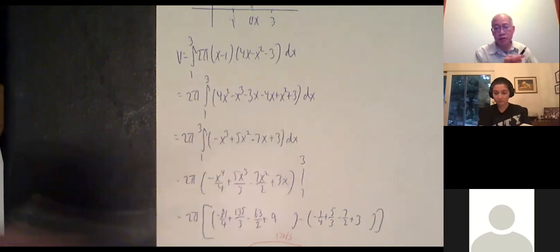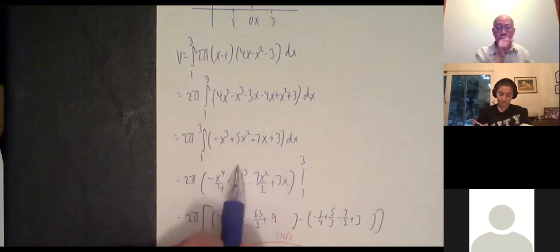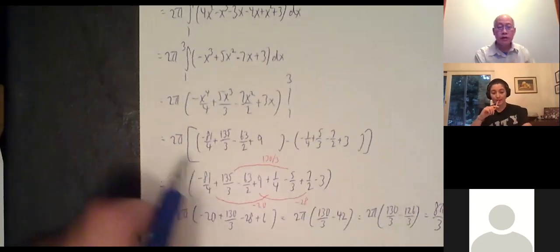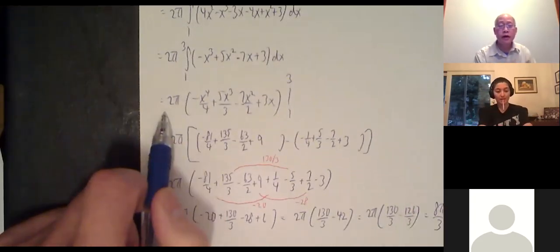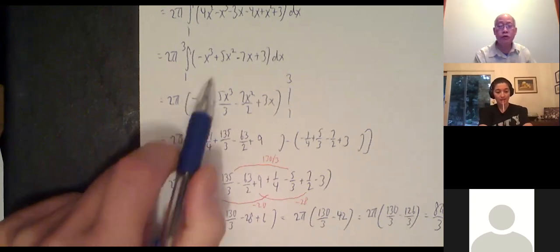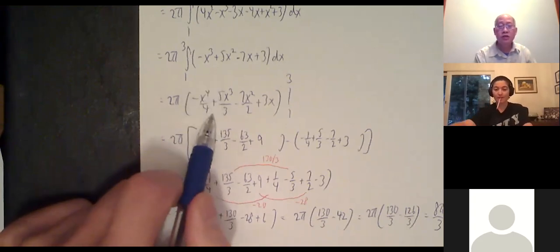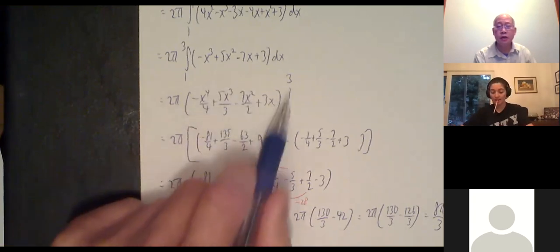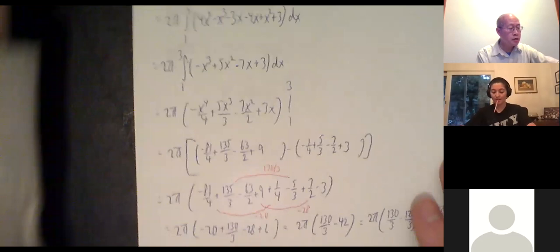And 3 is just 3. There's no other constant. Okay, so there we go. So integrate: 2 pi is outside, negative x to the 4th over 4, plus 5x cubed over 3, minus 7x squared over 2, plus 3x, from 1 to 3.